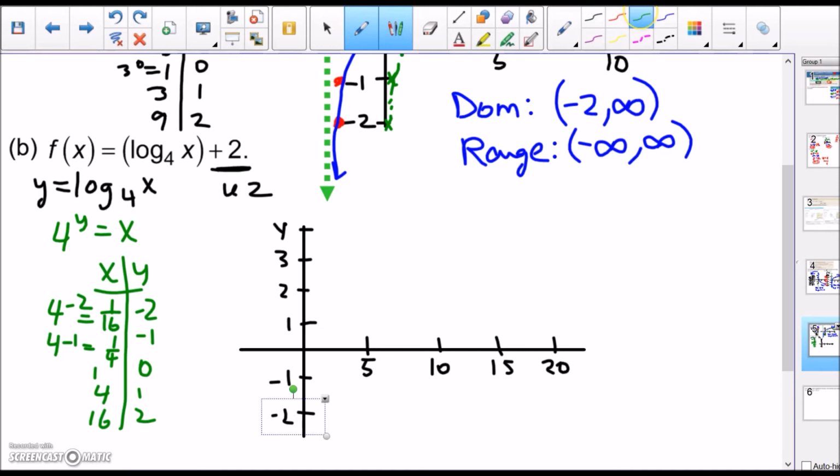So when we graph those points, 1/16 comma negative 2 is basically right next to 0, and 1/4 comma negative 1 is still really close to 0. 1, 0 is about right here. You got to eyeball it. 4, 1, and 16 comma 2, about right there. And so you can draw this in.